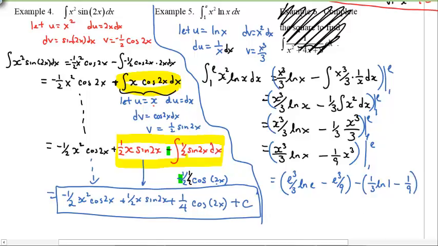Ln of e is just 1, so this becomes e cubed over 3 minus e cubed over 9. Ln 1 is 0, and so negative and a negative is a positive. That's my answer for number 5.